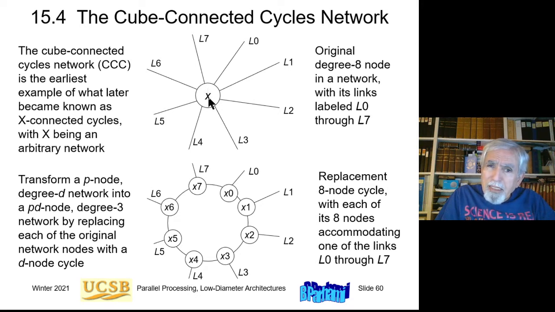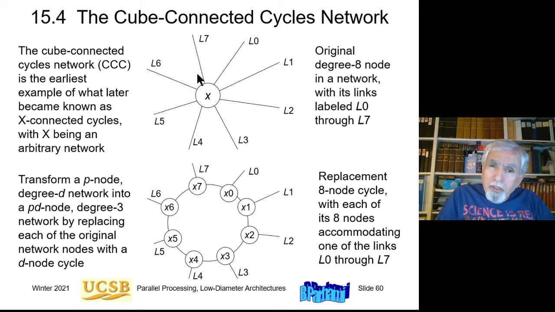So each node X has link 0, link 1, link 2. You can call these dimension 0, dimension 1 if you will, but they don't have to be dimension. So each node has link 0, link 1, link 2, all the way to link 7. So node degree in this network is uniformly 8. I've shown just one of the nodes. There may be perhaps hundreds of nodes, thousands of nodes. Every node has 8 neighbors. Okay, node degree is 8.